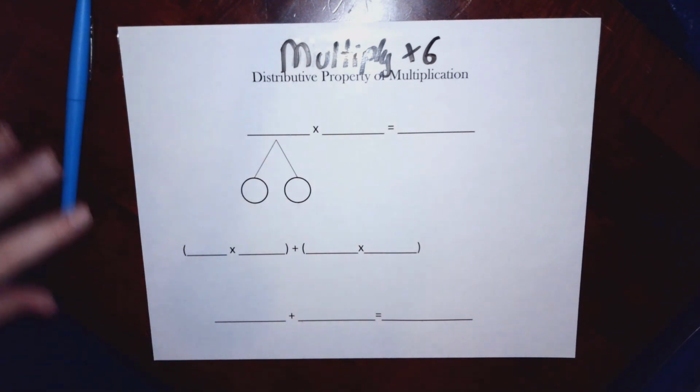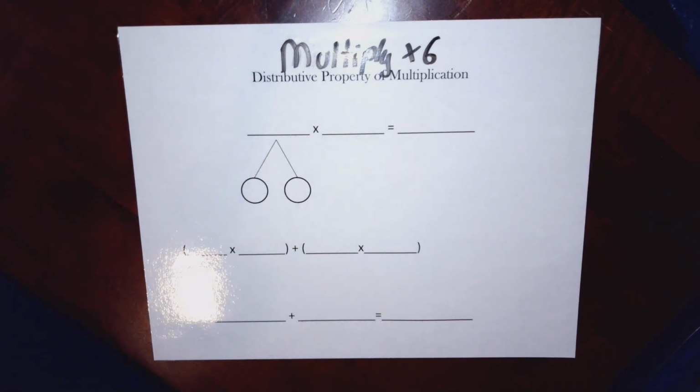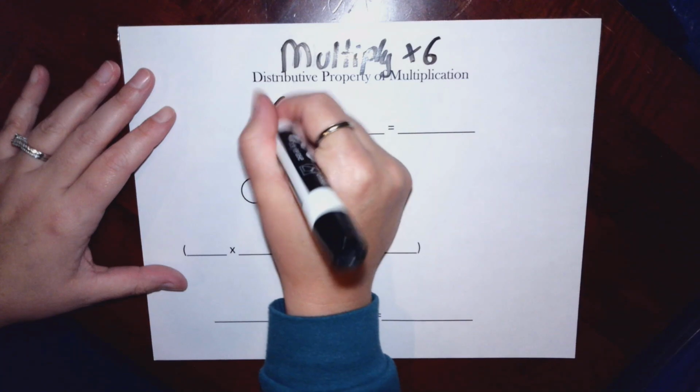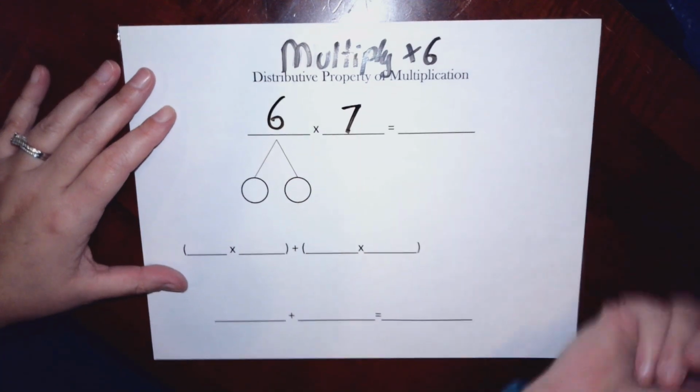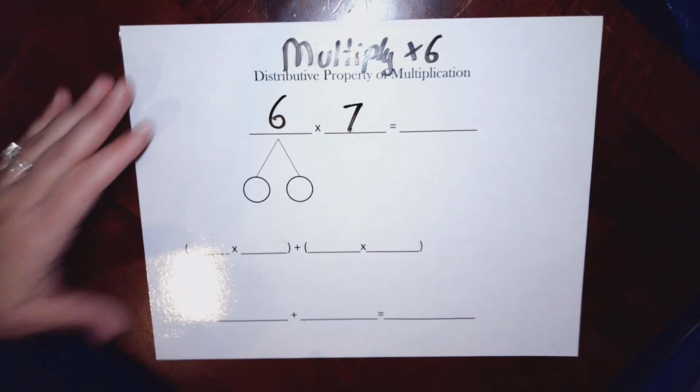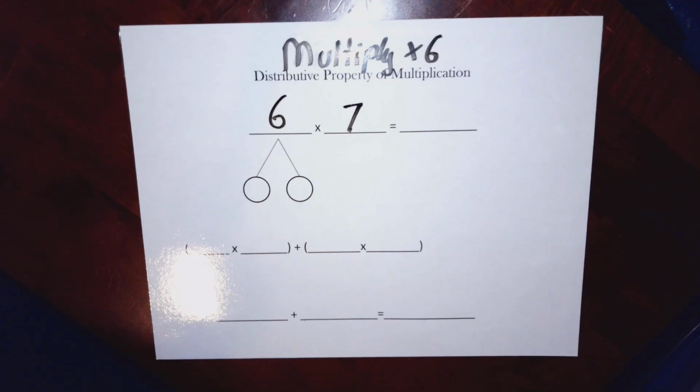This lesson we're going to be multiplying by 6, but we're going to use the distributive property to help us. So if I'm doing a problem, say 6 times 7, okay? Now I don't know my 6's very well yet. I don't know my 7's very well, but let's think of facts we do know.